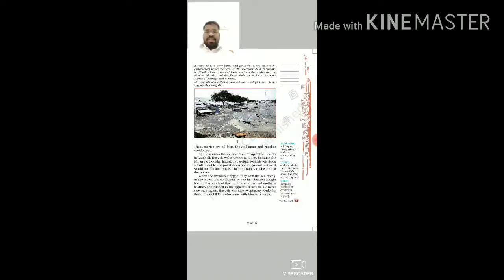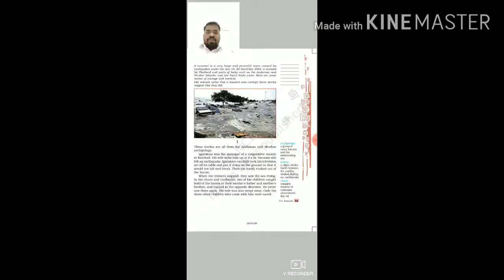So let's have a look at the first part. These stories are all from the Andaman and Nicobar archipelago. Archipelago means what? A group of many islands and the surrounding sea. These stories are all from the Andaman and Nicobar archipelago, that is a group of islands. So this story depends upon Andaman and Nicobar and its other islands.